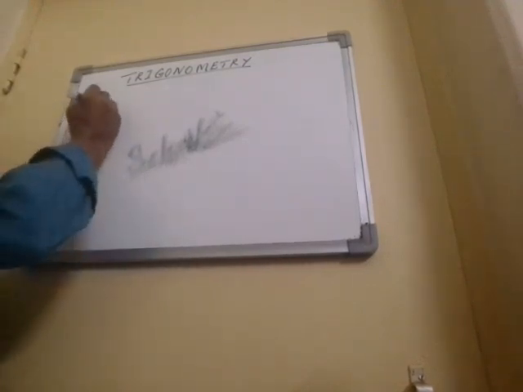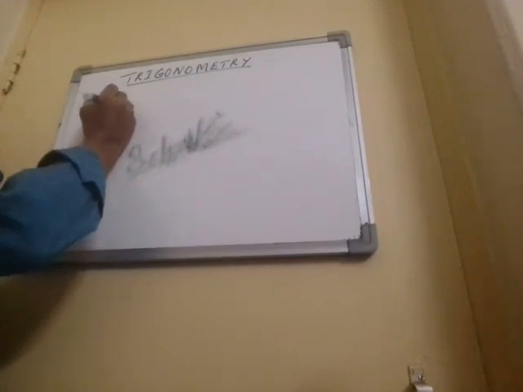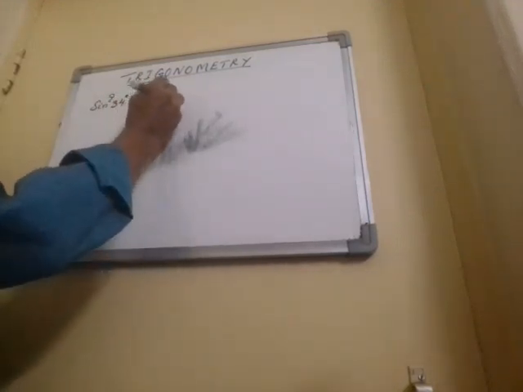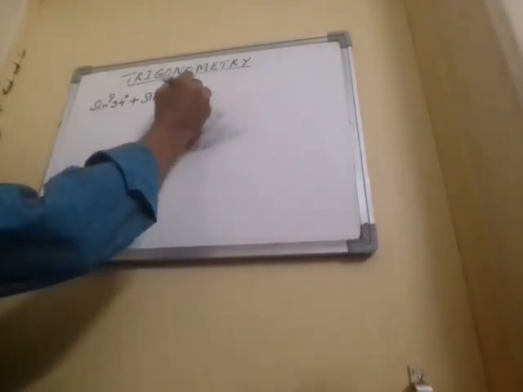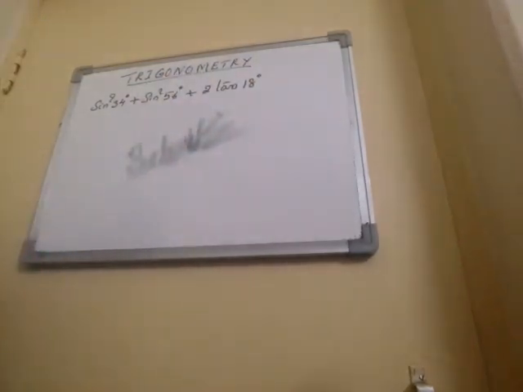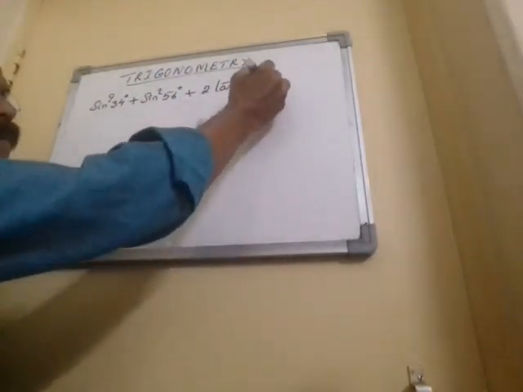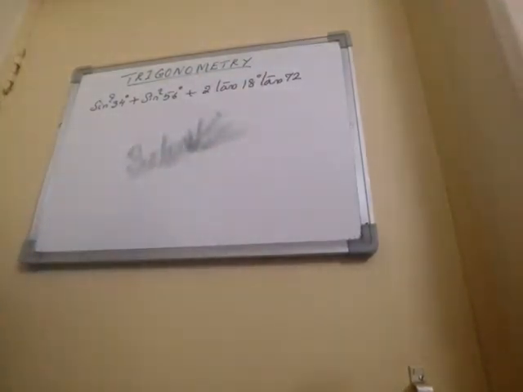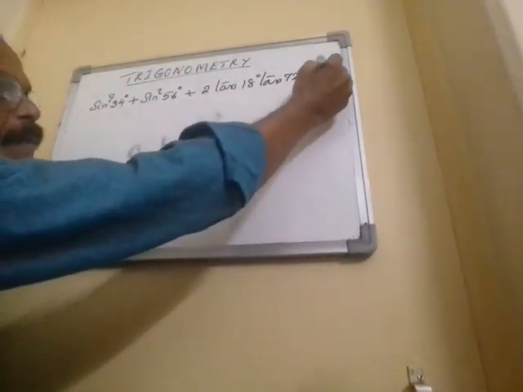Evaluate without trigonometric table: sine square 34 degree plus sine square 56 plus 2 tan 18 into tan 72 minus cot square 30.